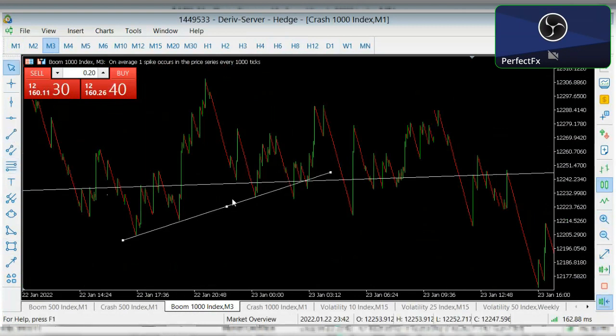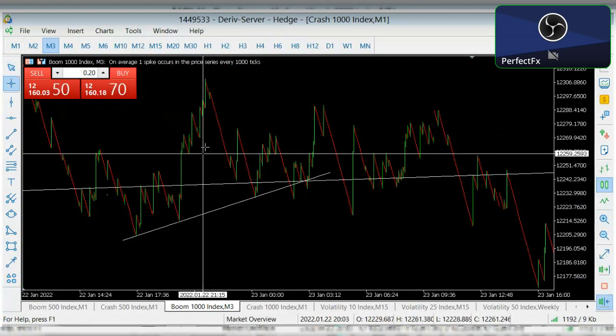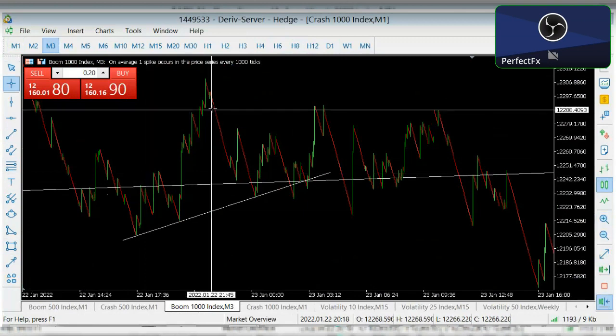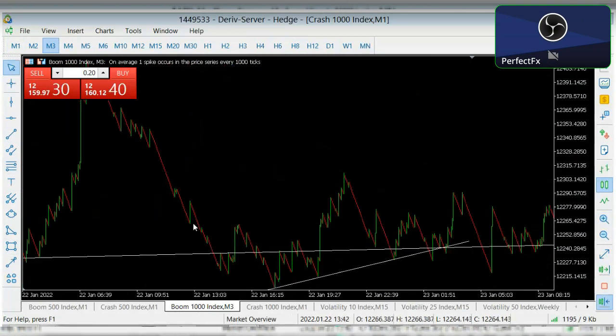Can you see? Look at this point. This is a point for a buy. First touch, second touch, break of structure, break of this structure. Third touch. Can you see the spike to the upside?